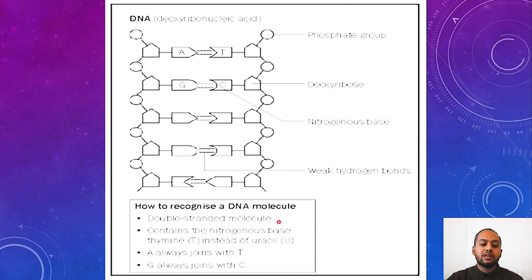Firstly, it's double-stranded. Secondly, it contains the nitrogenous base thymine instead of uracil. Uracil would be the nitrogenous base that's found in an RNA molecule. We'll learn about that later on. Then adenine always joins with thymine and guanine always joins with cytosine. Since they are joined, the DNA molecule is going to form a double helix structure. It's going to have 2 strands, since the complementary base pairs have now been joined using their weak hydrogen bonds.